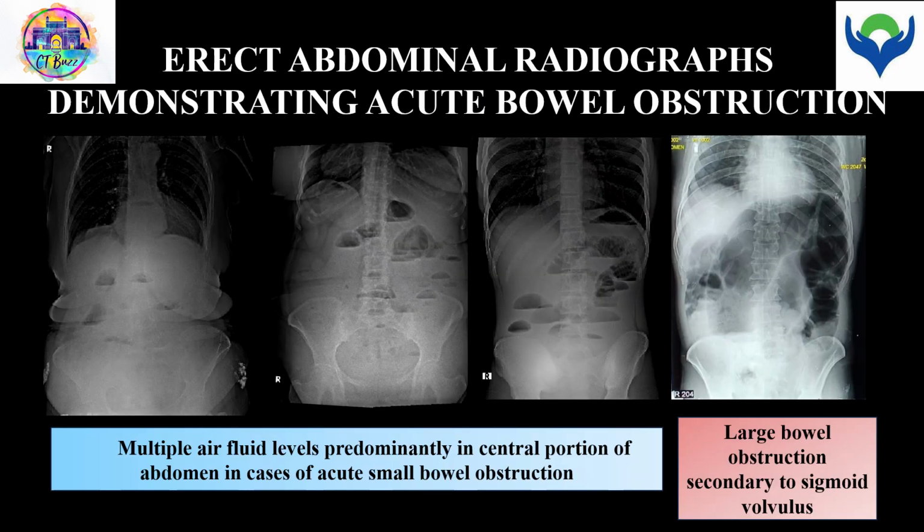These are the erect abdominal radiographs demonstrating acute bowel obstruction. The first 3 show small bowel obstruction, which have multiple air fluid levels predominantly in the central portion in case of acute small bowel obstruction, whereas this is a case of large bowel obstruction secondary to a sigmoid volvulus. Though this is not a typical coffee bean appearance, this was proved to be a sigmoid volvulus.